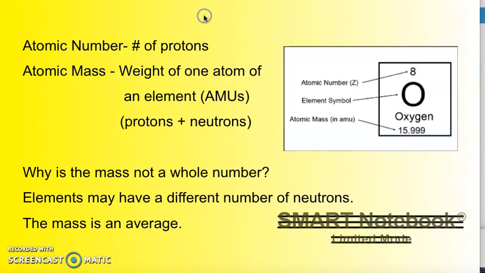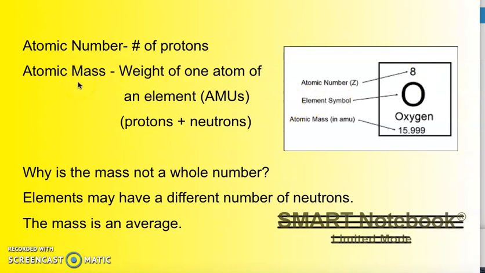The atomic number is the number of protons that are in one atom of oxygen. So there are 8 protons in one atom of oxygen, and that does not change for any atom of oxygen. Every single atom of oxygen has 8 protons in it, and you can tell because the atomic number is 8. That's also the number of electrons in a common oxygen atom. You can have fewer or more electrons, but you cannot have fewer or more protons than the atomic number.